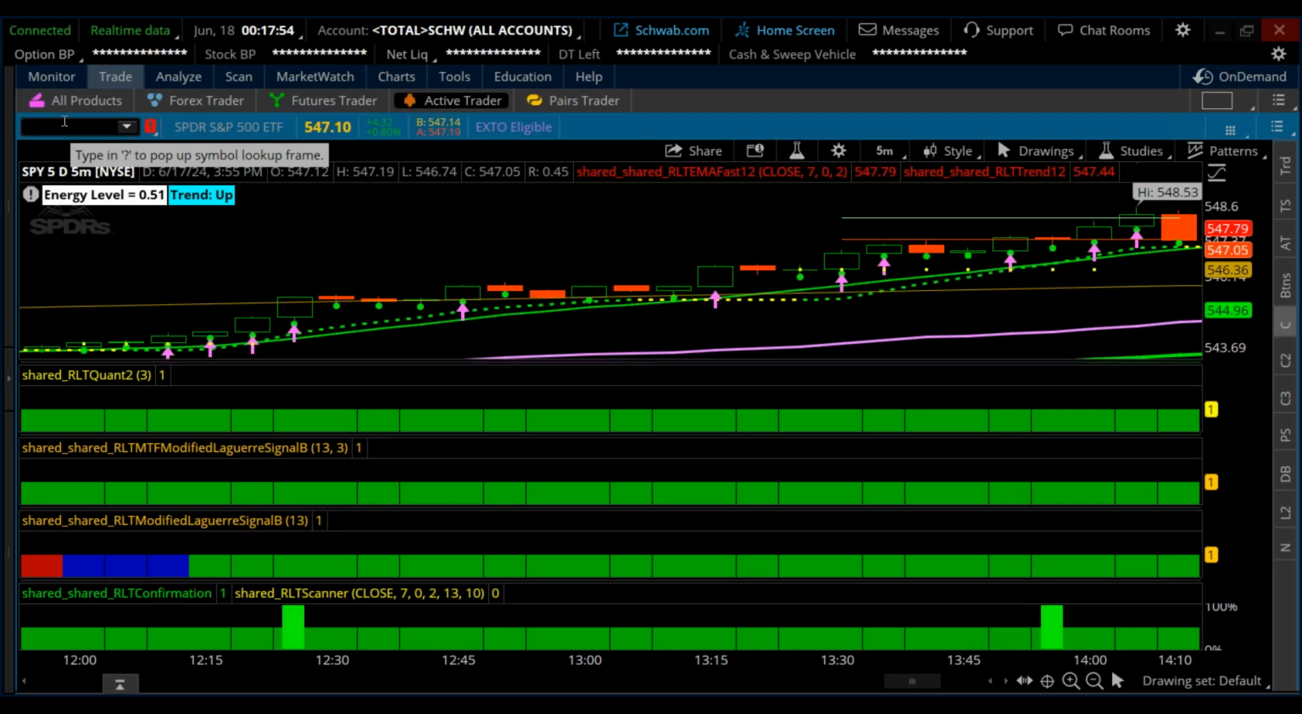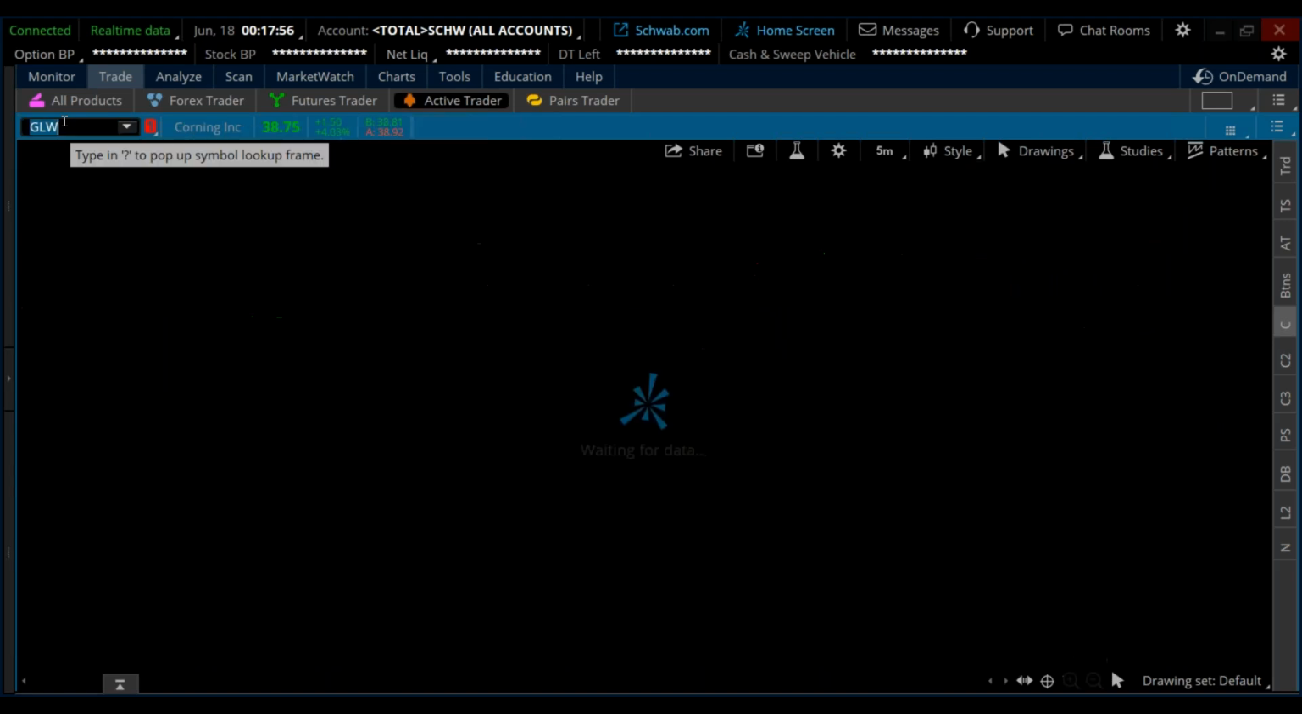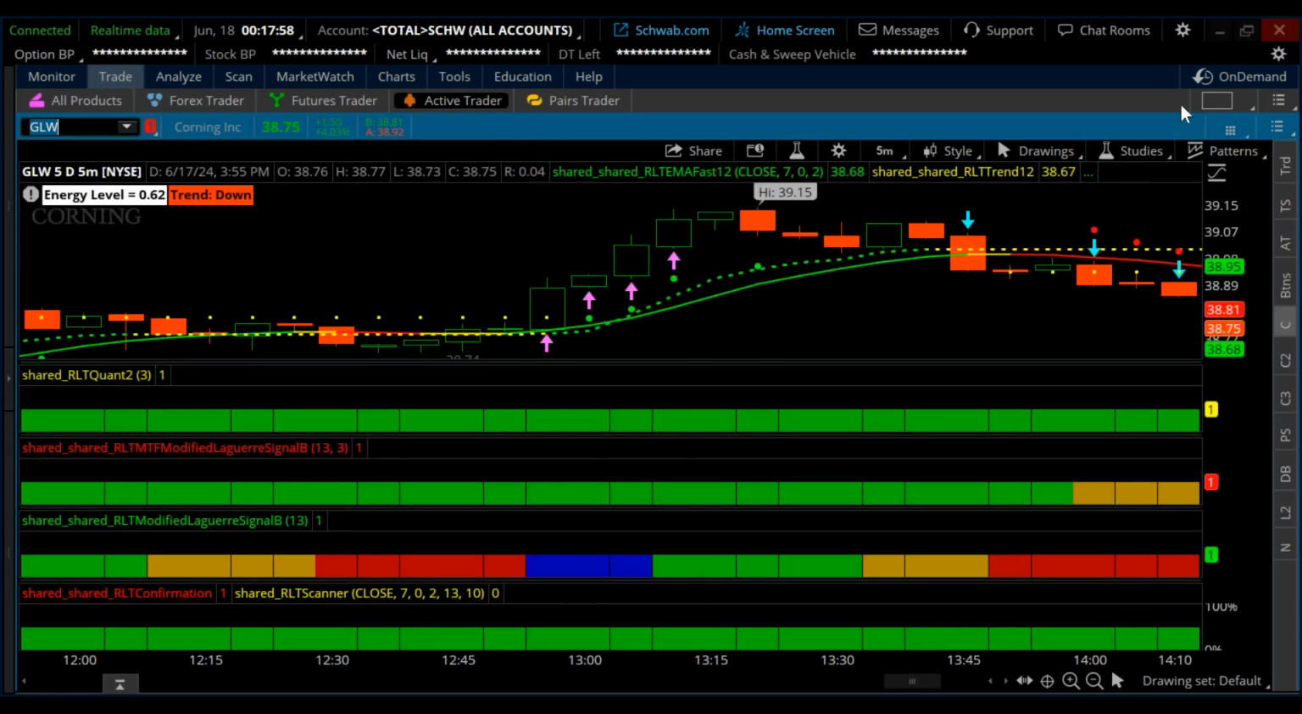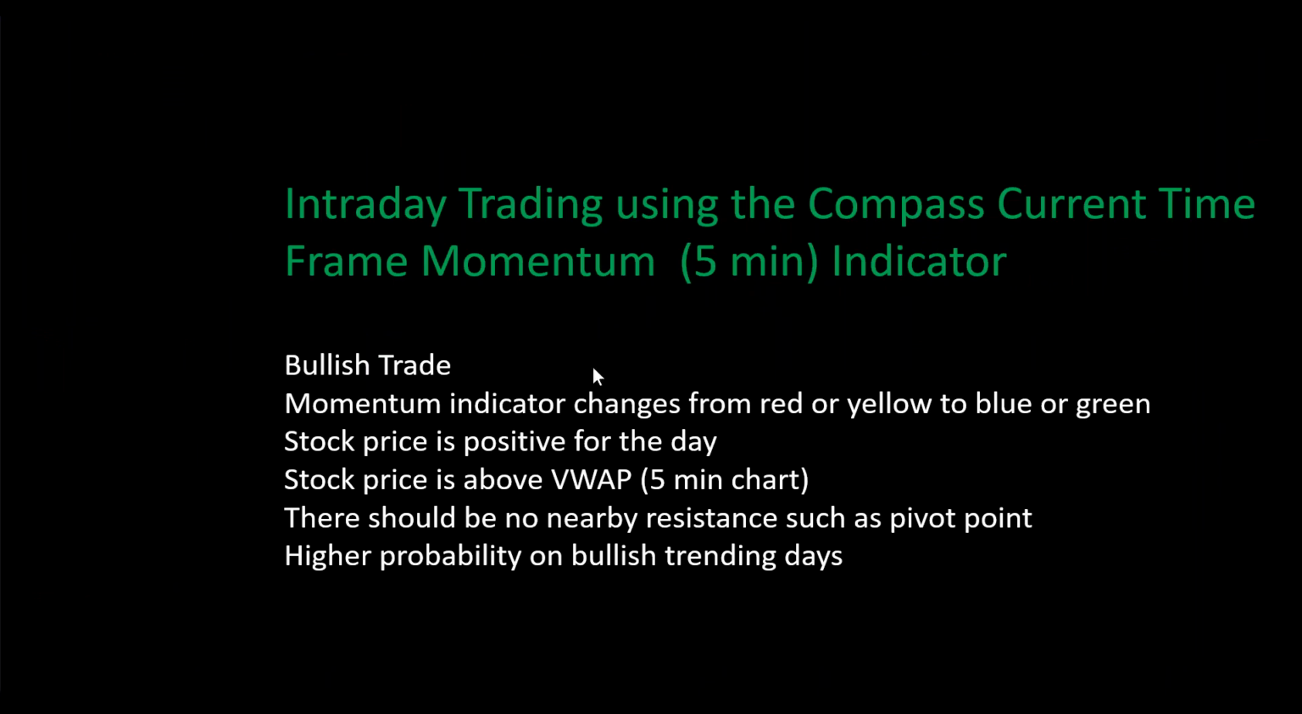So that's one of the trades we do on this 5-minute current time frame momentum right here. So again, the momentum indicator changes from red or yellow to blue or green for bullish. The stock price is positive for the day. The stock needs to be green for the day. The stock price is above the VWAP on a 5-minute chart. There should be no nearby resistance, such as a pivot point, that would block the stock from moving up, and higher probability on bullish trending days like today.